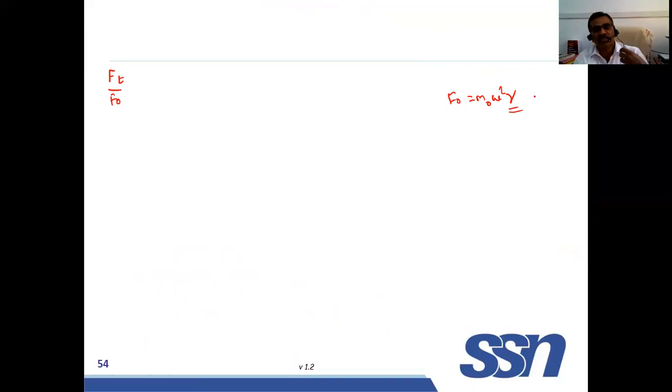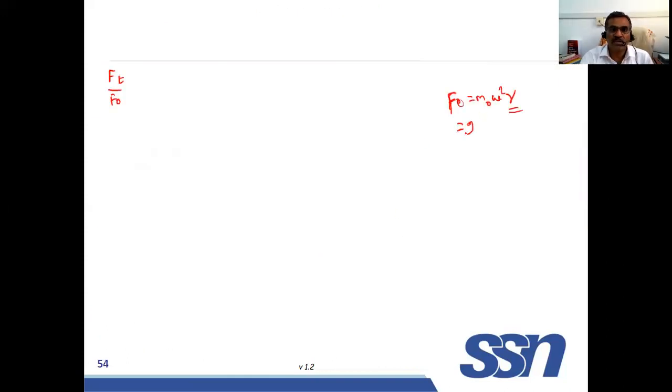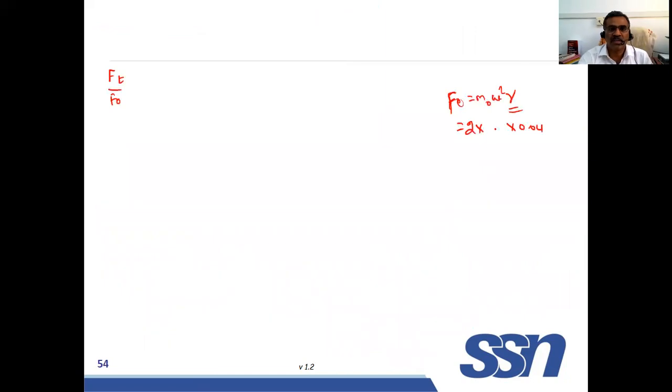This is actually multiplied by cos omega t, but we want only the force, we don't want the function. What is the value of m naught? It is already given in the problem, m naught is equal to 2 kg, and r is equal to 0.04. So F naught is equal to 2 kg times omega square times 0.04. What is the value of omega? We already calculated it, 104.7, the whole square. This will give the F naught value, that will be 877 Newton.